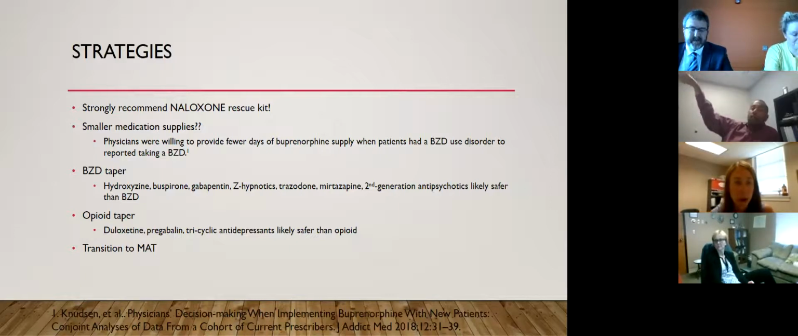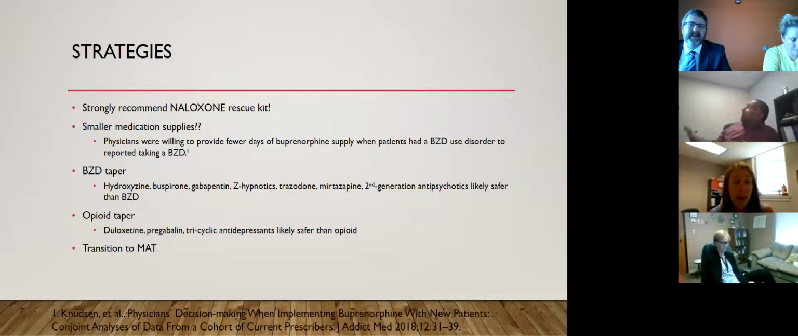Another possible strategy would be to provide smaller medication supplies. This is something we've talked about periodically in this group before. A recent study indicated that physicians were willing to provide fewer days of buprenorphine supply when patients had a benzodiazepine use disorder or when they reported taking a benzodiazepine, compared with if they had no benzodiazepine use. So smaller supplies of buprenorphine and potentially smaller supplies of benzodiazepine as well.